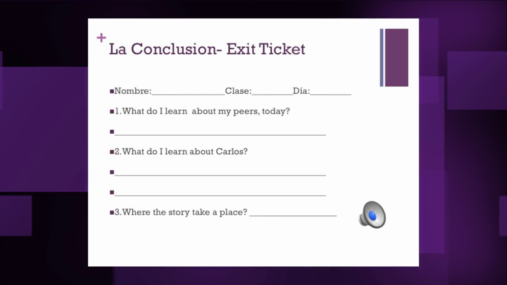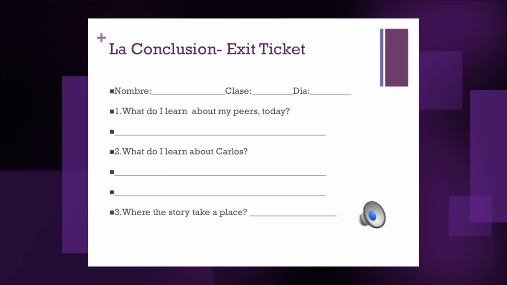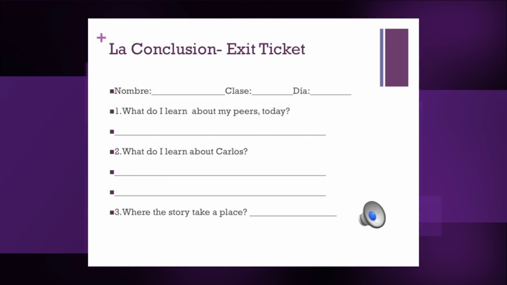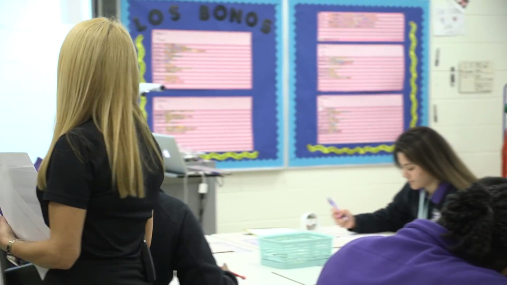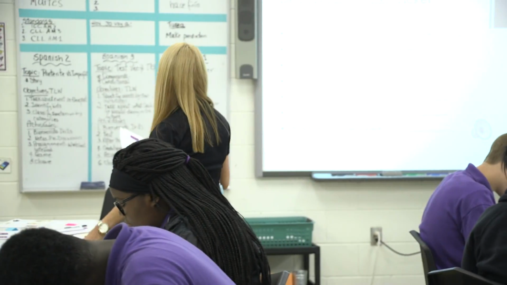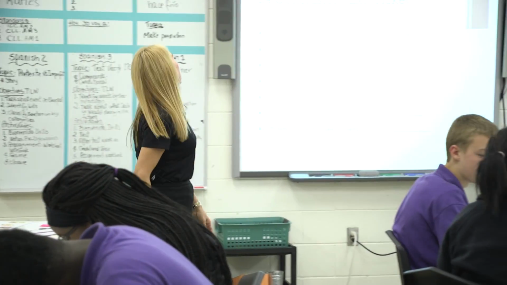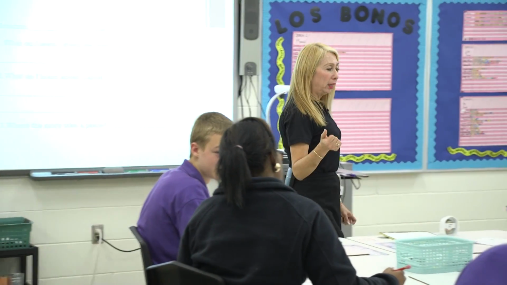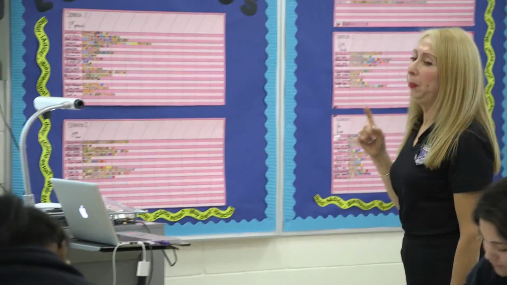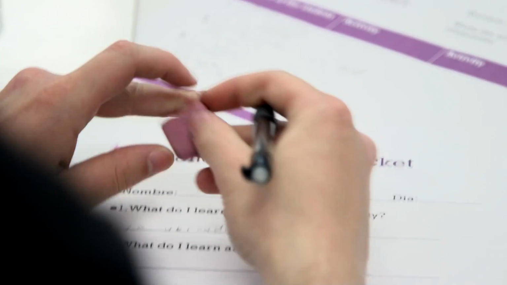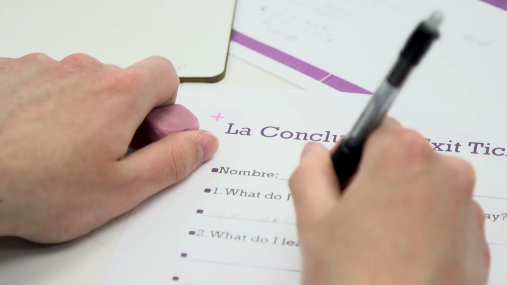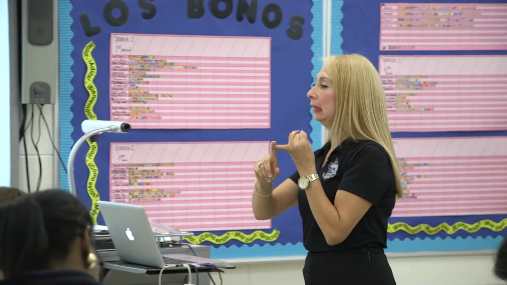And now, la conclusión. La conclusión involves everything that we learned today, right? I want you to write it. La conclusión is your exit ticket, right? What you learned, matching your objectives, right? What do I learn about my peers today? And everybody's told something. So let's see if you remember. What did you learn about Pablo? And where did the story take place? So you have your peers, the character, and the place.